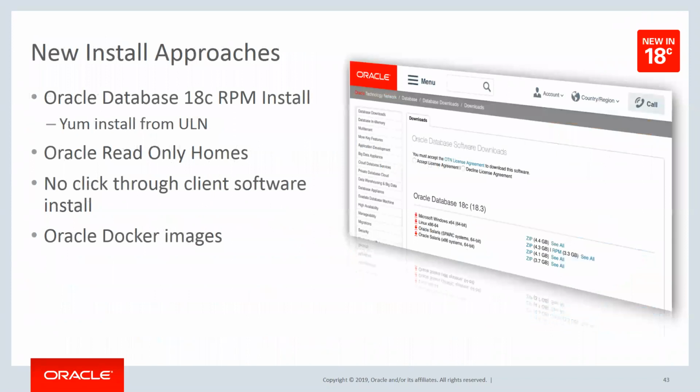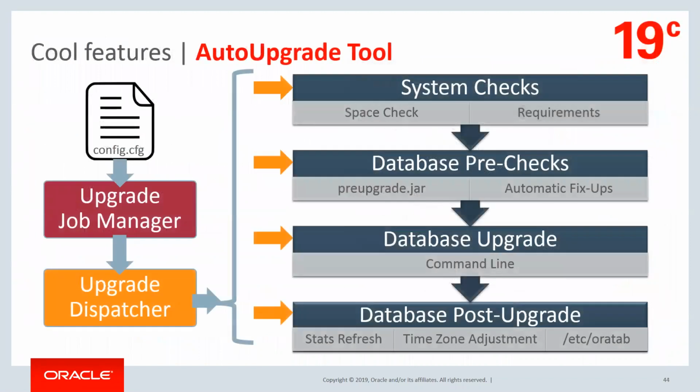Just to be sure, before we finish off, there are some new install approaches. We have native RPMs, for example, starting Oracle 18C. You can just say yum install Oracle 18C. Oracle read-only homes, there's no client software click-through anymore if you want to install the Oracle Instant Client. And Oracle has Docker images that you can just download and deploy from our environments.